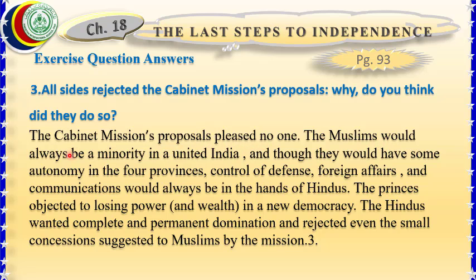The Muslims would always be a minority in a united India, and though they would have some autonomy in the 4 provinces, control of defense, foreign affairs, and communications would always be in the hands of Hindus. The princes objected to losing power and wealth in a new democracy. The Hindus wanted complete and permanent domination and rejected even the small concessions suggested to Muslims by the mission.